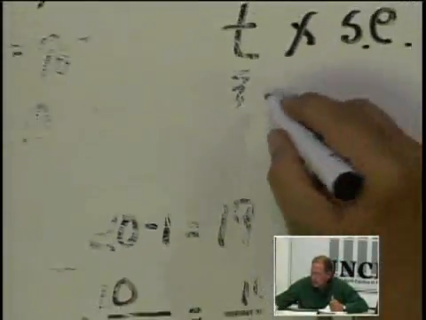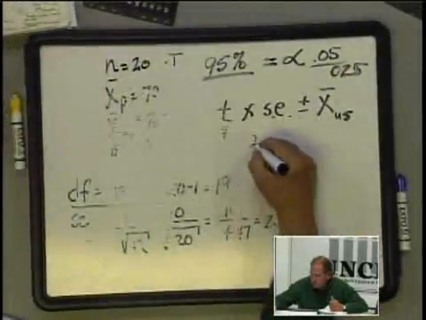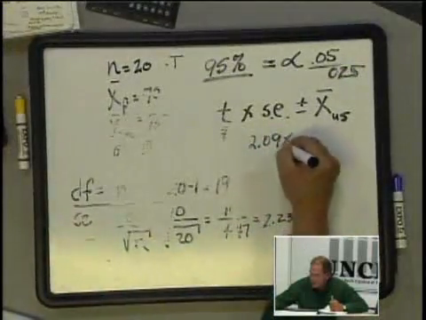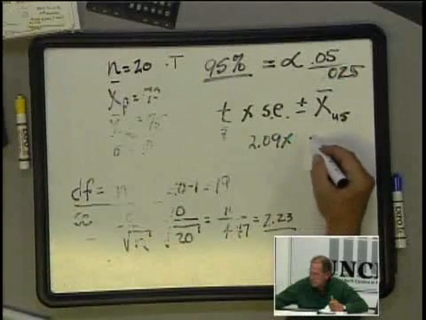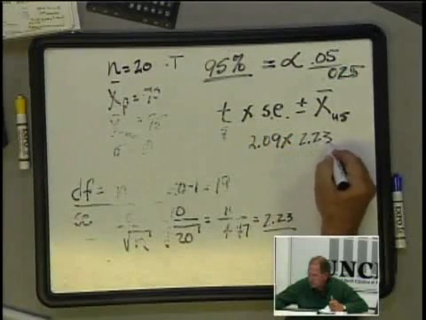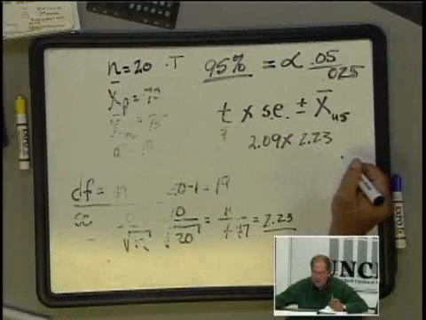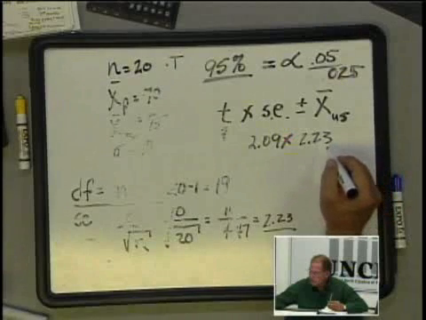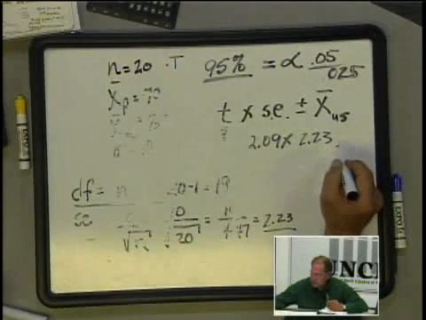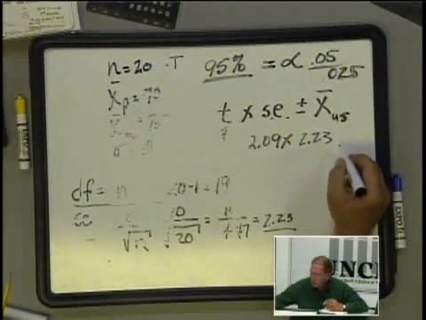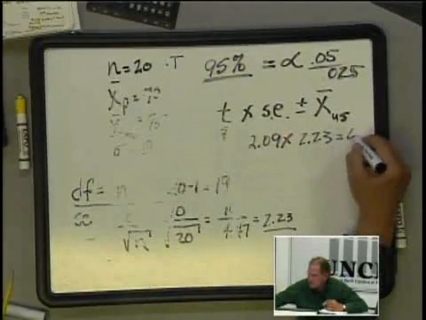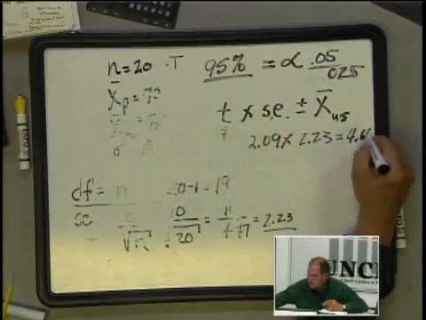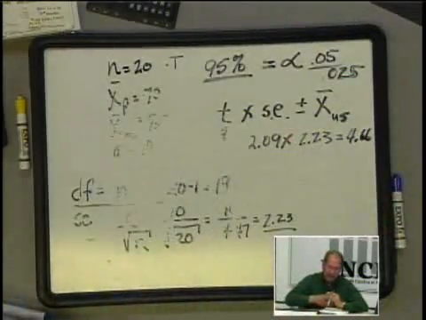So now I can put in the value for t, which is 2.09, times the standard error, which is 2.23. And now I'm going to get a number that I'm going to add and subtract to my mean. So let's do the math here. 2.09 times 2.23. 4.66? 4.66.